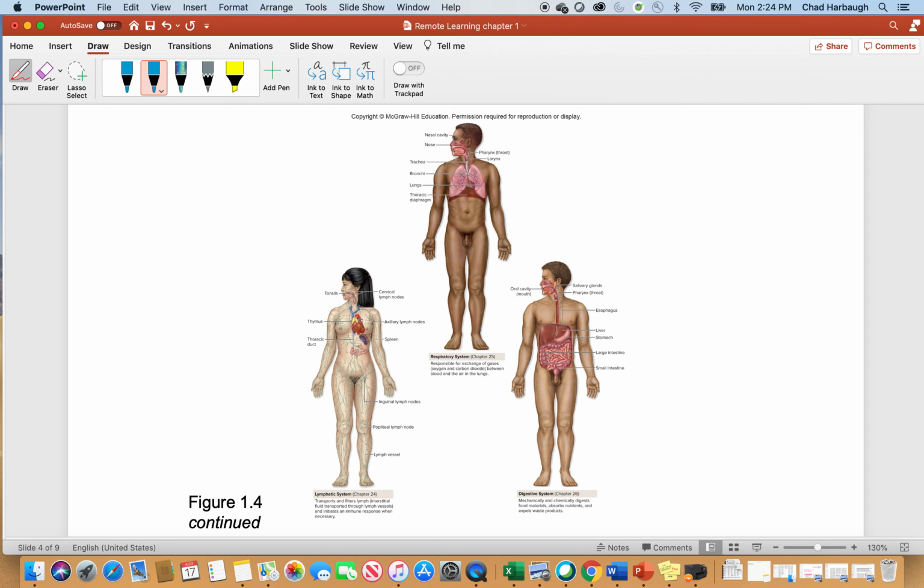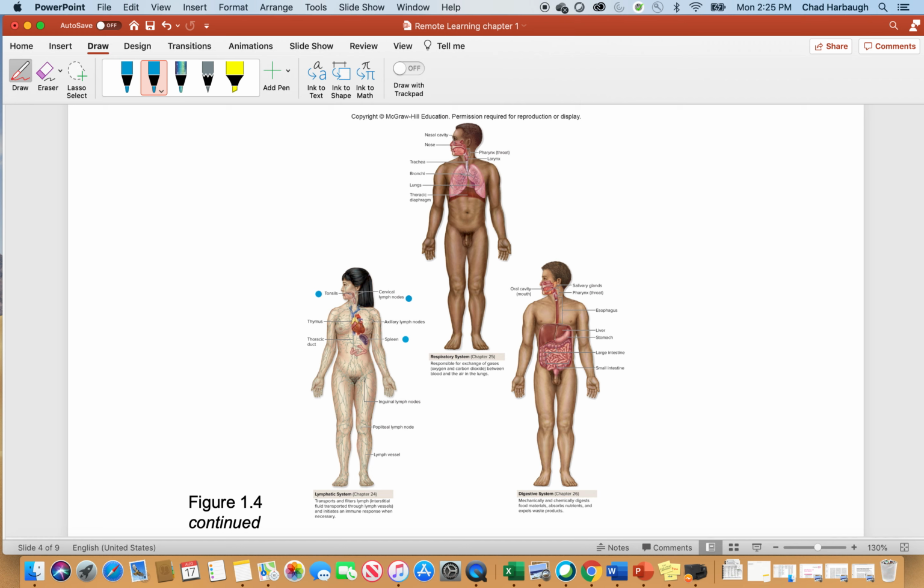The next system that we'll look at is the lymphatic system. In the lymphatic system, its main job is to transport and filter lymph, which is a byproduct of blood transportation. It also initiates an immune response when necessary. Some of the primary structures that we see for protection in the lymphatic system are found in the tonsils. We also see different regions of lymph nodes, which aid in the immune system response.